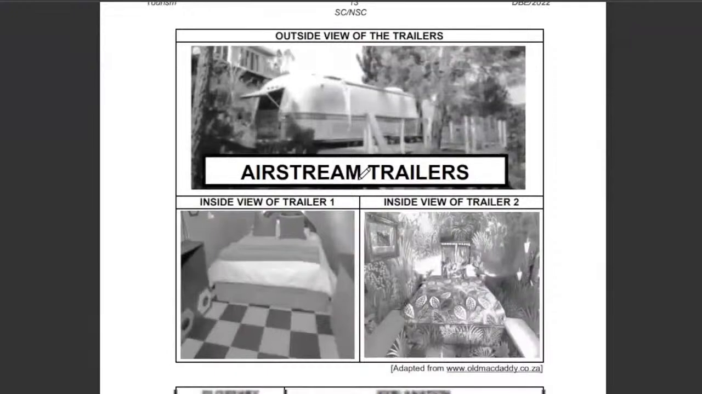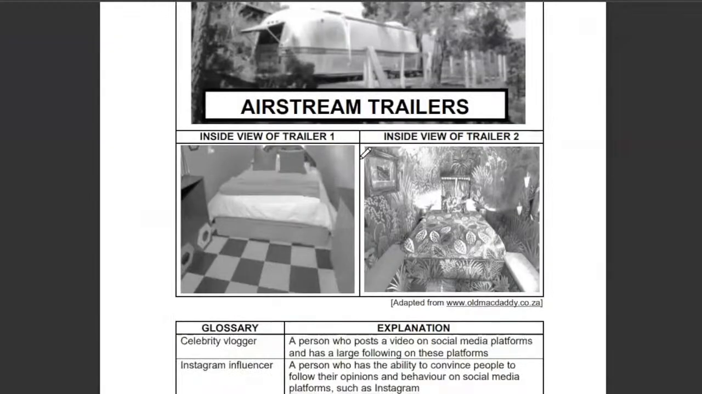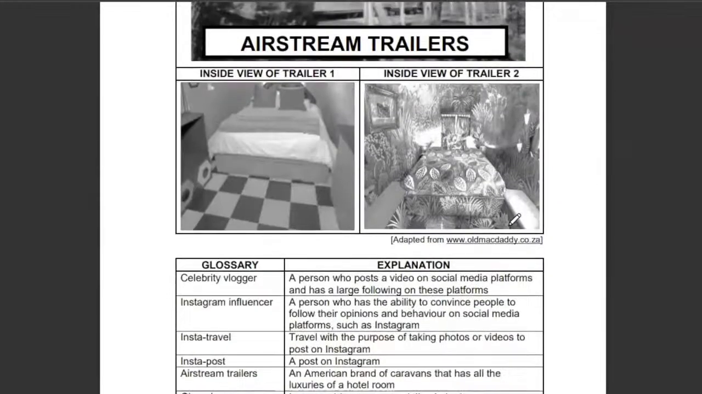Then on page 13 there, we see the outside view of the Airstream trailers. These look like caravans. Usually they are fully furnished. As you can see, they do have a bed. They also look very, very luxurious.